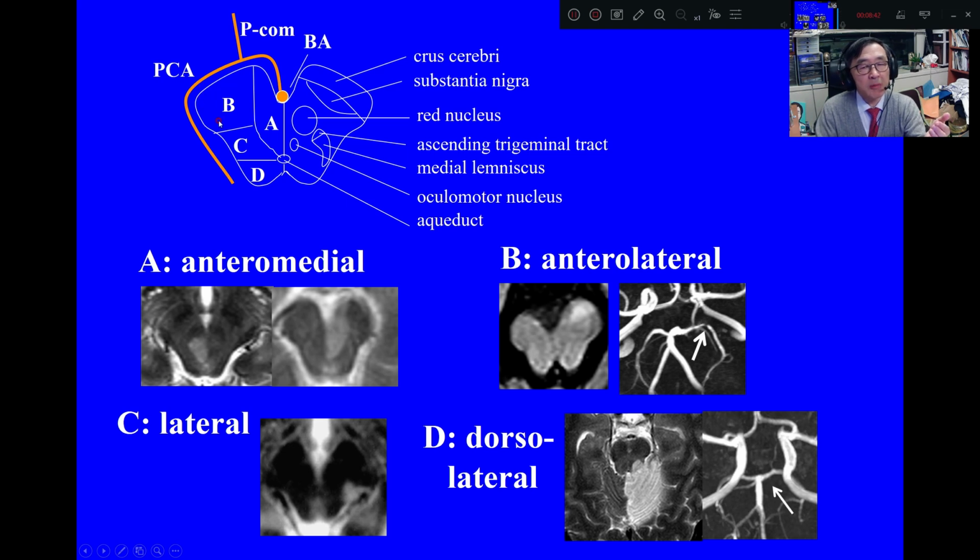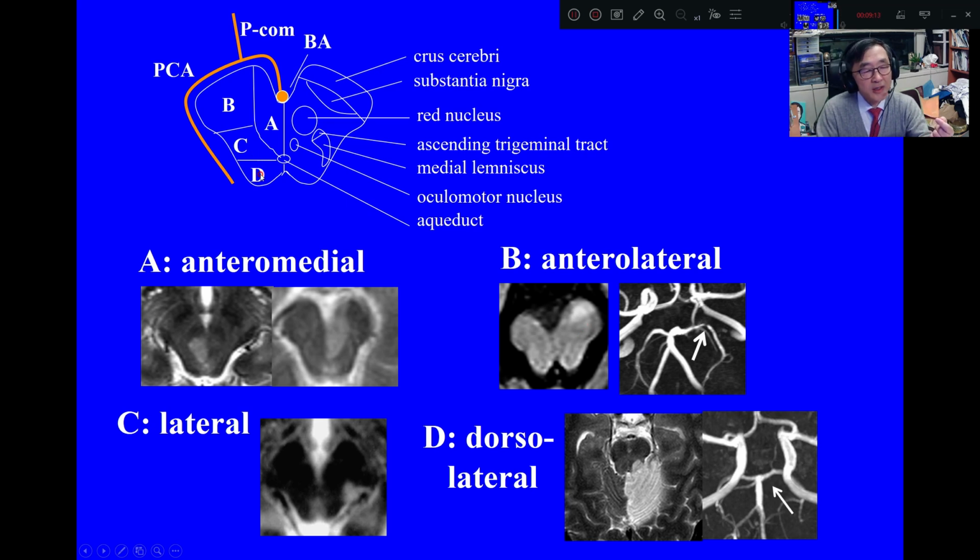B is also common. B is the anterolateral type of lesion. It is due to PCA disease or perforator disease here. You can see PCA stenosis here that probably obliterates the orifice of the perforator artery supplying the midbrain peduncle here. As you can expect, this type of lesion usually produces a motor syndrome: hemiparesis, ataxic hemiparesis, or dysarthria-clumsy hand syndrome, without any cranial nerve involvement.